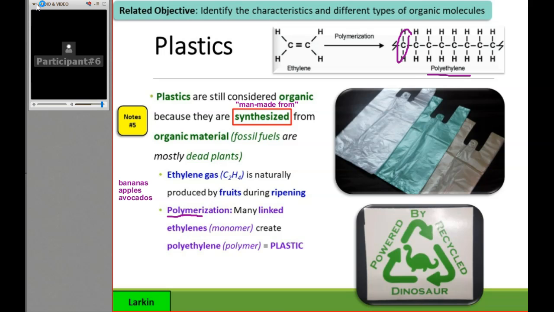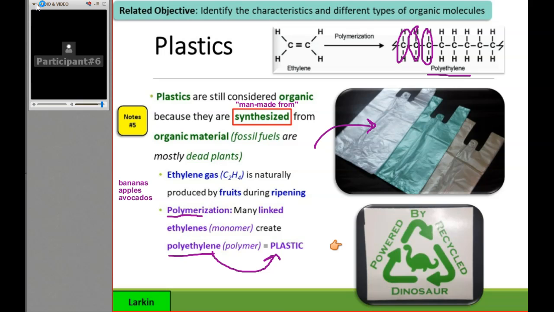You can see those repeating units right here of ethylenes, and polyethylene is a plastic. Specifically, it's a plastic that's often used in things like grocery bags, like these baggies that you see up here. This one's kind of a joke down here. You can see here that when you recycle, right, powered by recycled dinosaur. So they're saying that fossil fuels are made from recycled dinosaur.